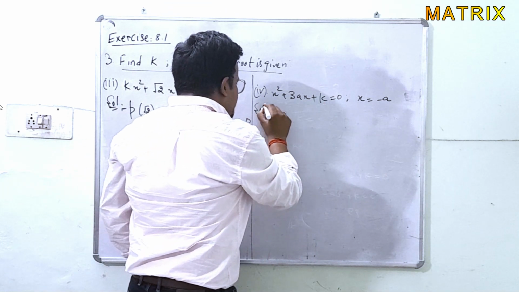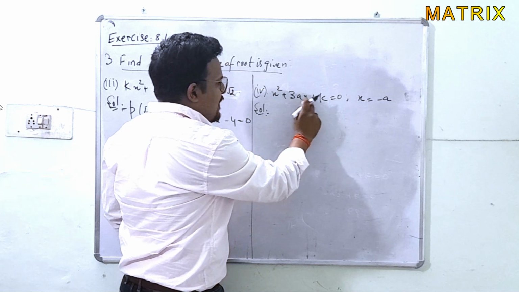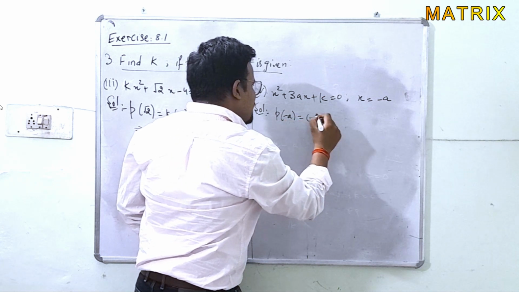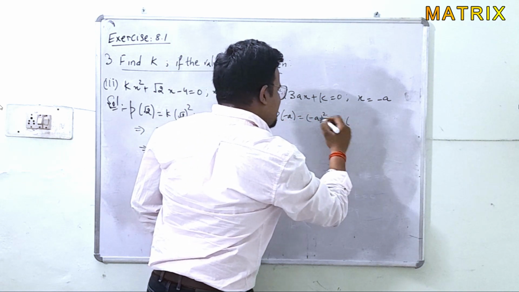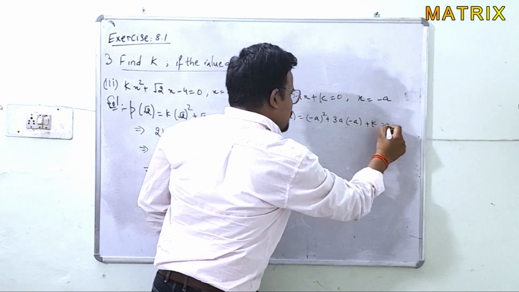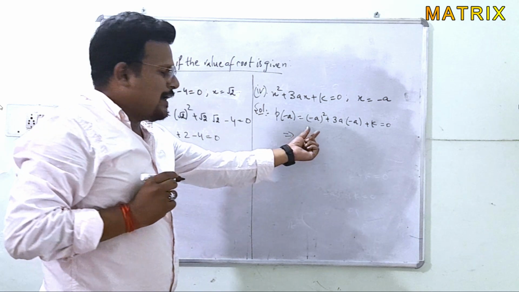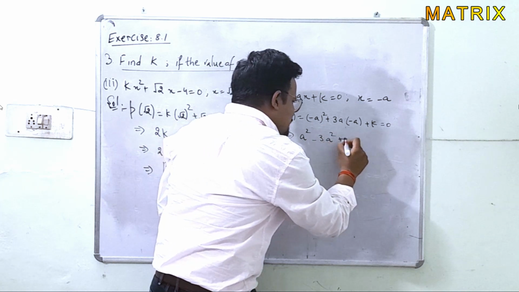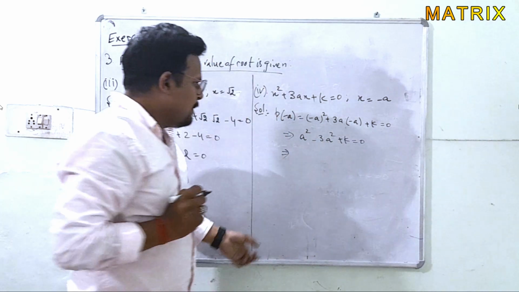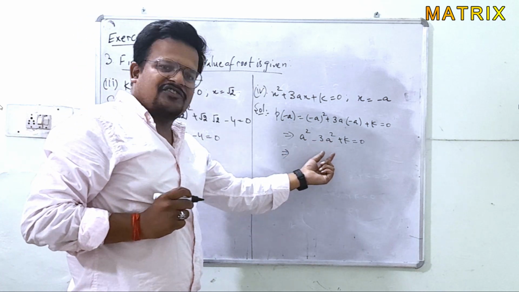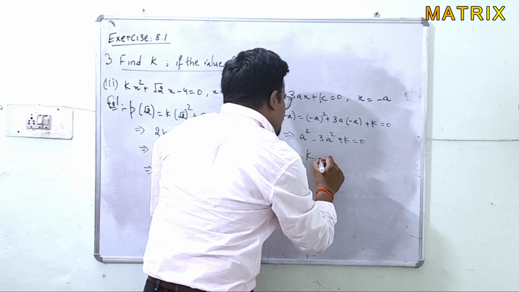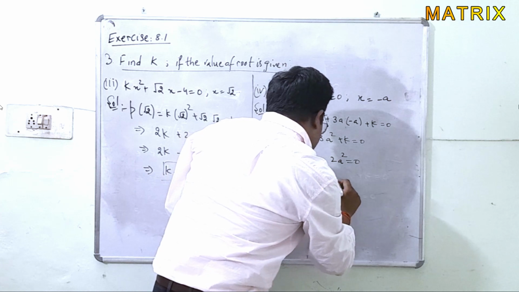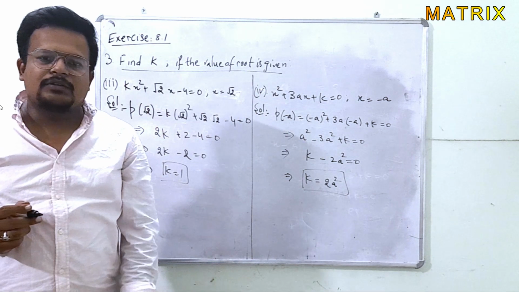How will we find it? Same question. So this is x square plus 3ax. It's a polynomial. By directly putting this value in this, it will be minus a raised to power 2 plus 3a, the value of x is minus a, plus k equal to 0. Yes or no? So minus a raised to power 2 will be positive a square, and this is negative 3a square plus k equal to 0. Clear? What do I have here? 1a square, this is 3a square. By subtracting this, it will be k minus 2a square equal to 0, or k is equal to 2a square. So this is the value of the k, that is equal to 2a square.